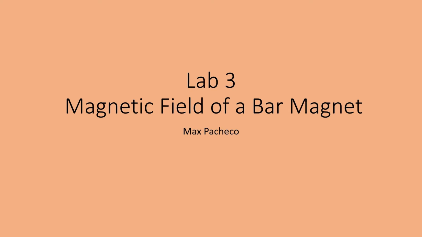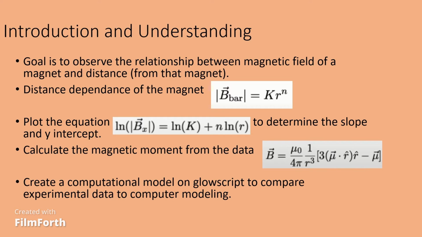Alright, so this is Lab 3, Magnetic Field of a Bar Magnet. A little introduction and understanding about this lab. The premise of this lab is to observe the relationship between the magnetic field of a magnet and the distance away from that magnet. We know that the magnet is distance dependent, so the magnitude of the magnet's field is going to be distance dependent. So we're trying to see exactly how that works.